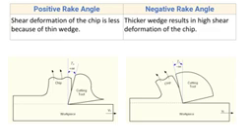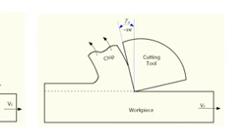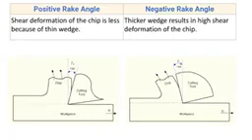Now for negative rake angle, the thicker wedge results in high shear deformation of the chip. Here you can see the wedge of the cutting tool, or the tool tip, is thick, and due to this there is high shear deformation of the chip. In the first example, this is the direction of chip flow, whereas in this example, this is the direction of the chip flow. So you can see the chip is deforming more in case of negative rake angle.